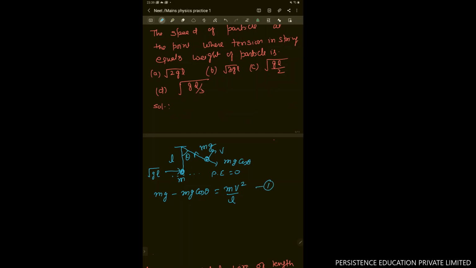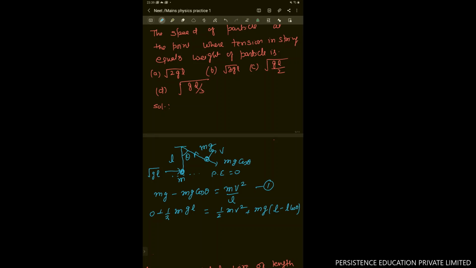Now you apply energy conservation. Initial potential energy is 0. Initial kinetic energy is half m root GL whole square, that is GL, which is equal to half mv square plus mg times L minus L cos theta. This is what we have got.